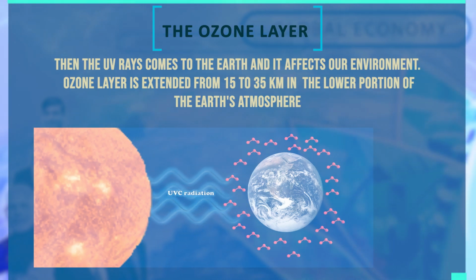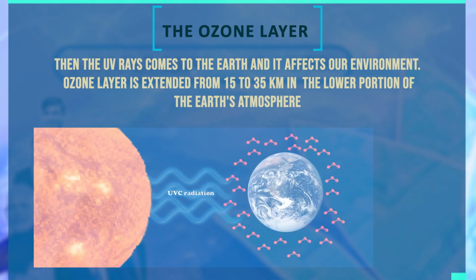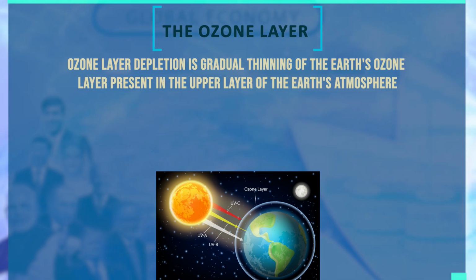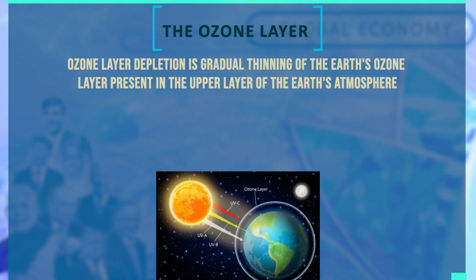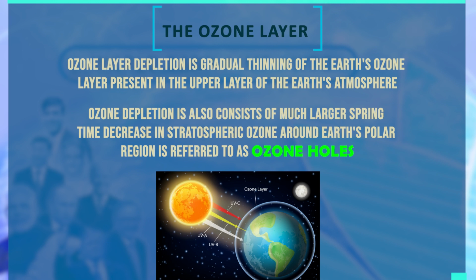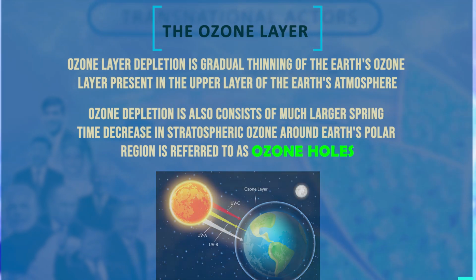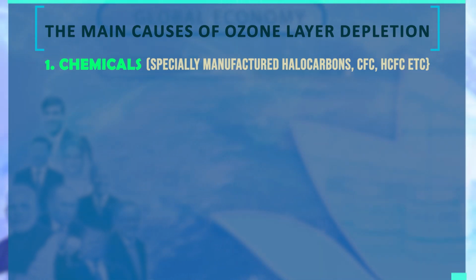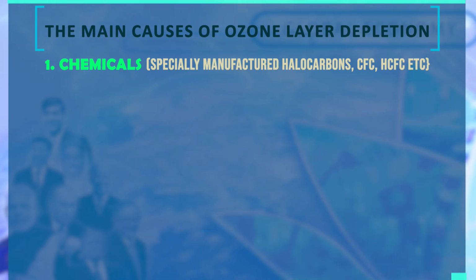The ozone layer basically extends from 15 to 35 kilometers in the lower portion of the Earth's atmosphere. It is located in the stratosphere, with a relatively high concentration of ozone in that layer, right? Ozone layer depletion is the gradual thinning of the Earth's ozone layer present in the upper atmosphere. Ozone depletion also consists of a much larger springtime decrease in stratospheric ozone around Earth's polar regions, which is referred to as the ozone hole. The main cause of ozone layer depletion and the ozone hole is manifold: chemicals, especially manufactured halocarbons, CFC, HCFC, etc.